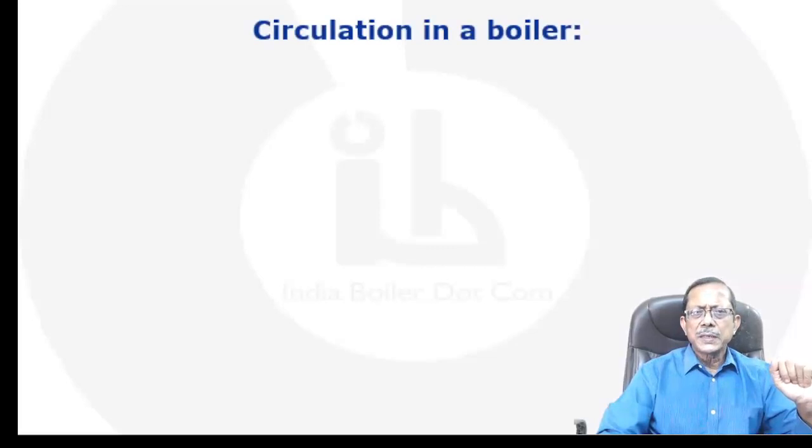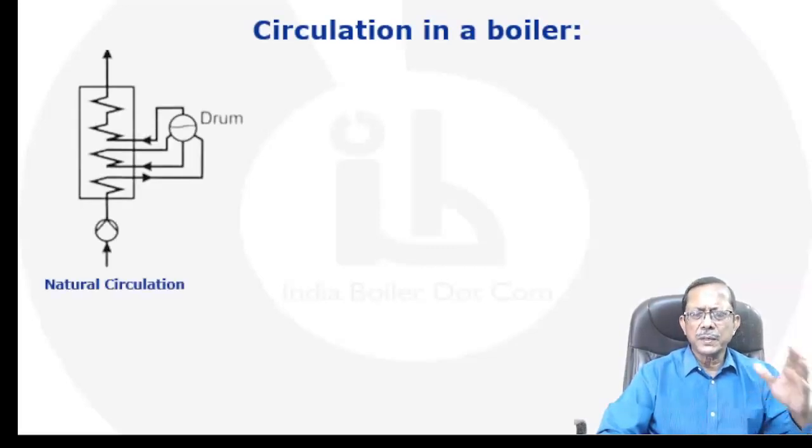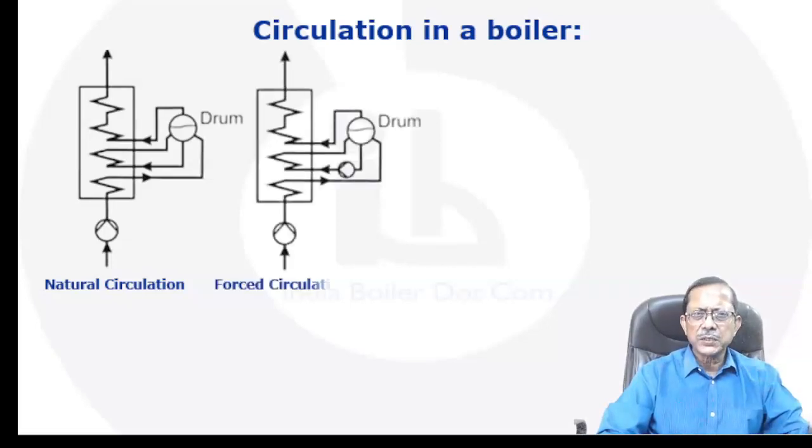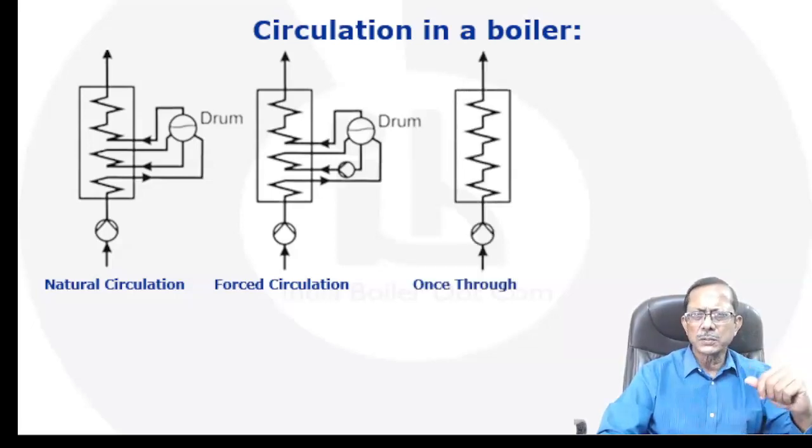Okay, the circulation, particularly in a subcritical boiler system. A subcritical boiler system may have a circulation called natural circulation. It can also have a forced circulation, and then there is another circulation which is very rarely seen in a subcritical system, but most often seen in a supercritical system, and that is the once through circulation.